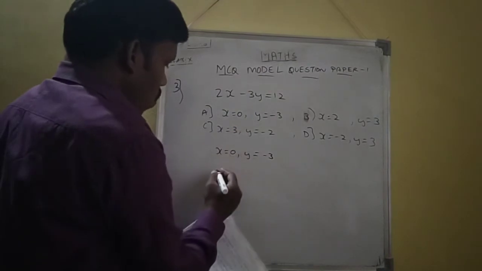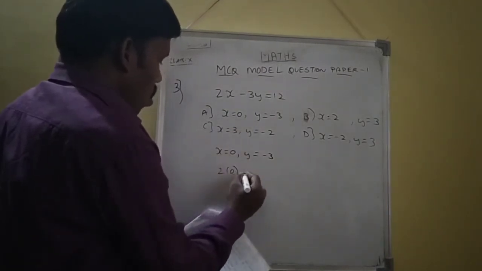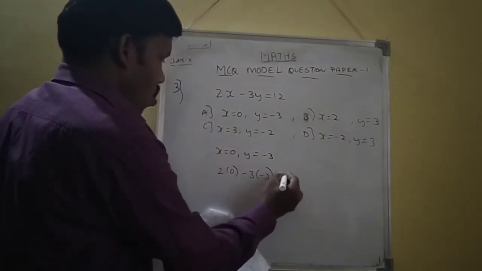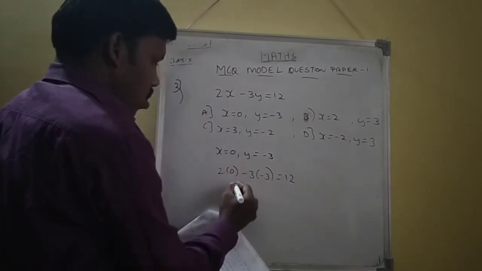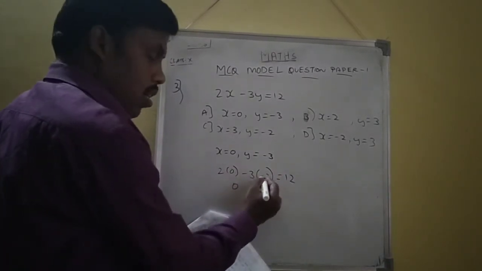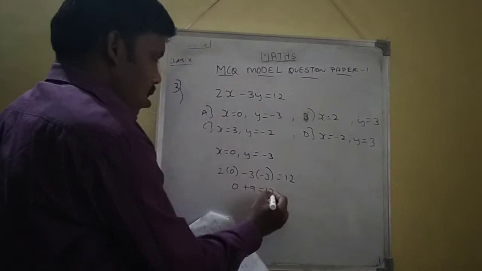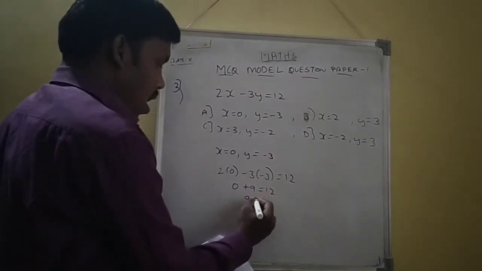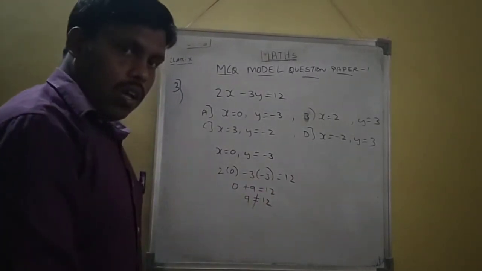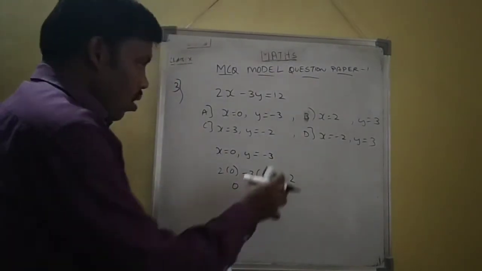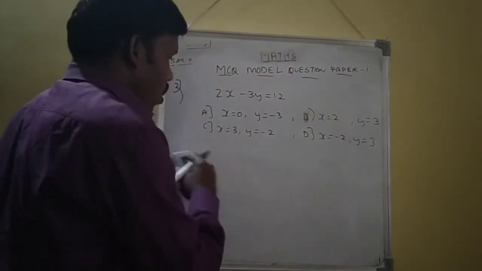So if you substitute here, 2 into 0 minus 3 into minus 3 is equal to 12. 2 into 0 is 0. Minus 3 into minus 3 is plus 9. So we'll get 0 plus 9 is 9. 9 and 12 are not equal. So the first option is wrong. So we'll go to the second option with the trial and error method.